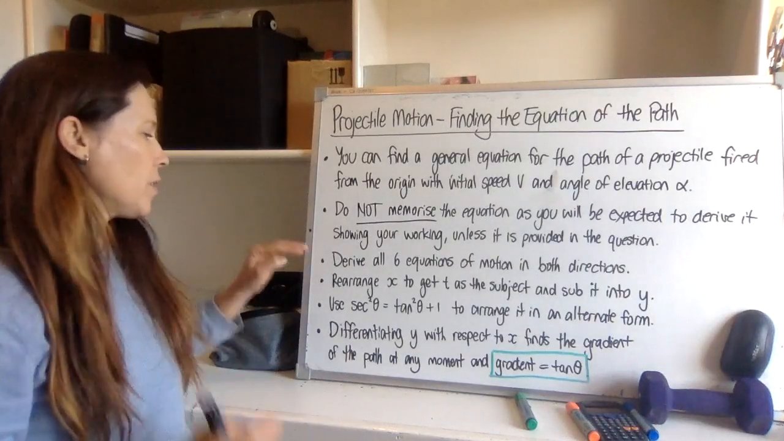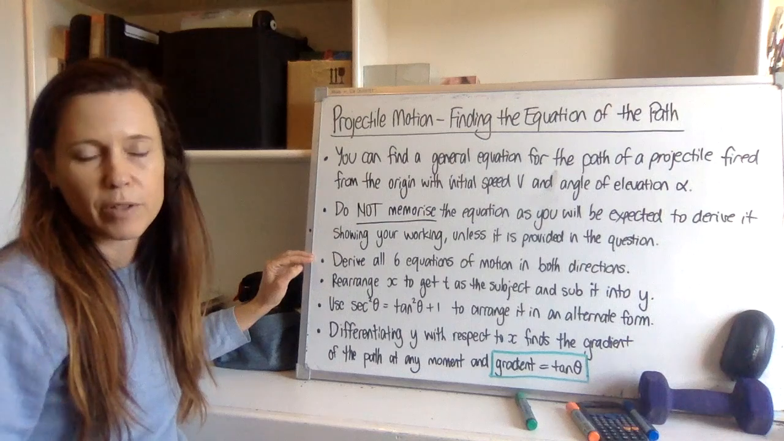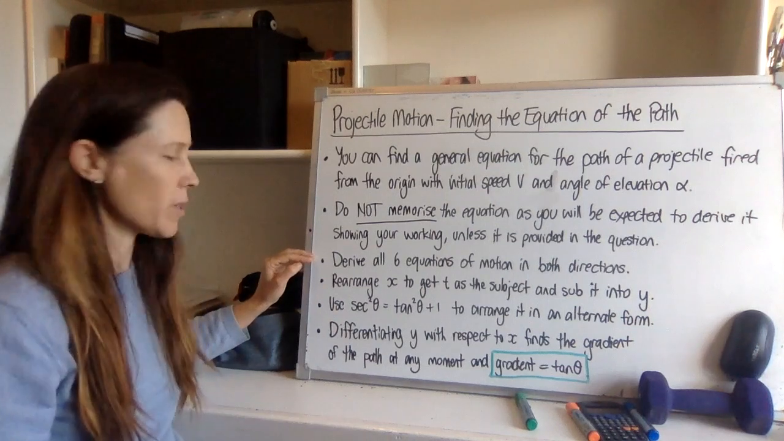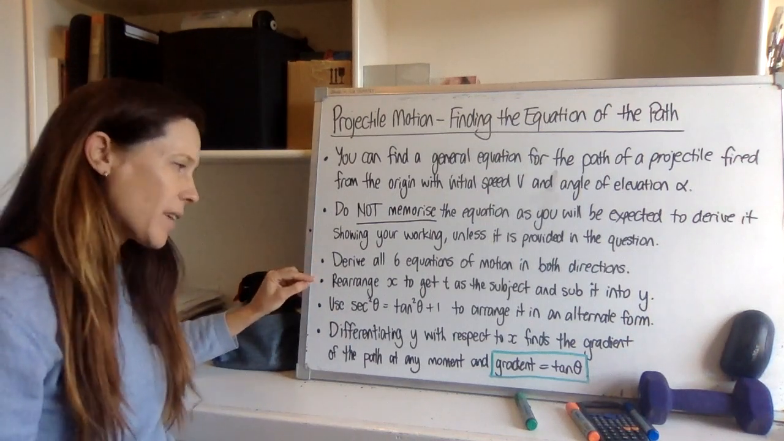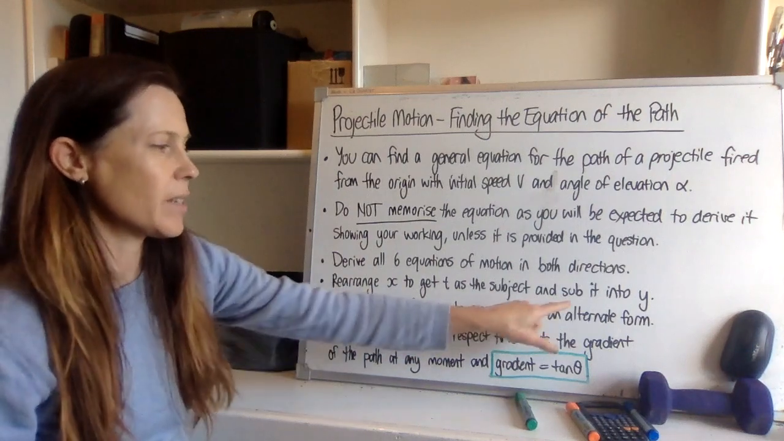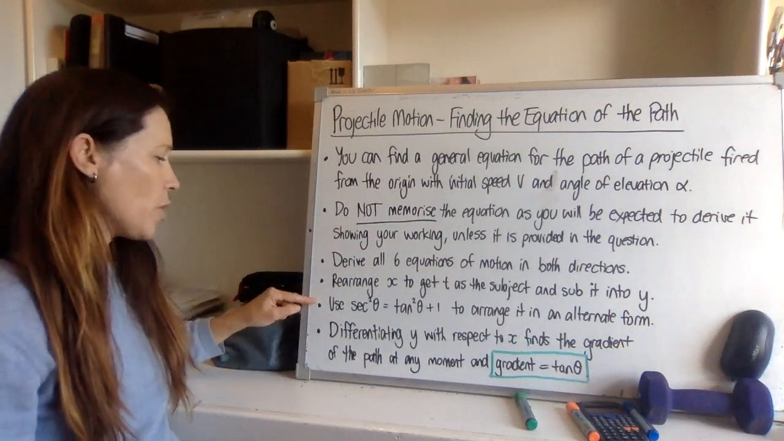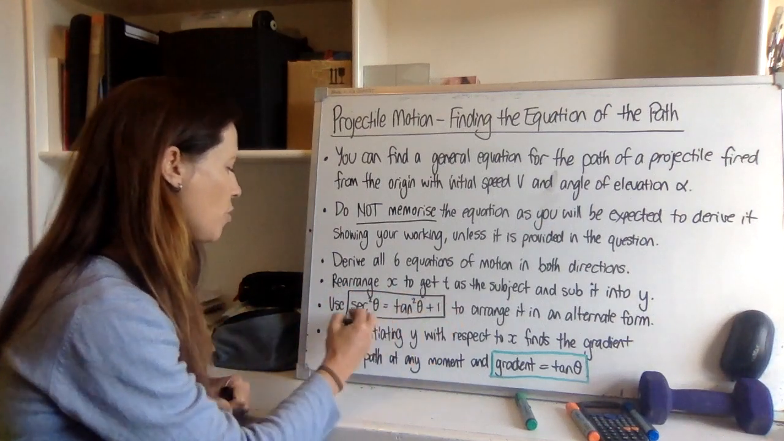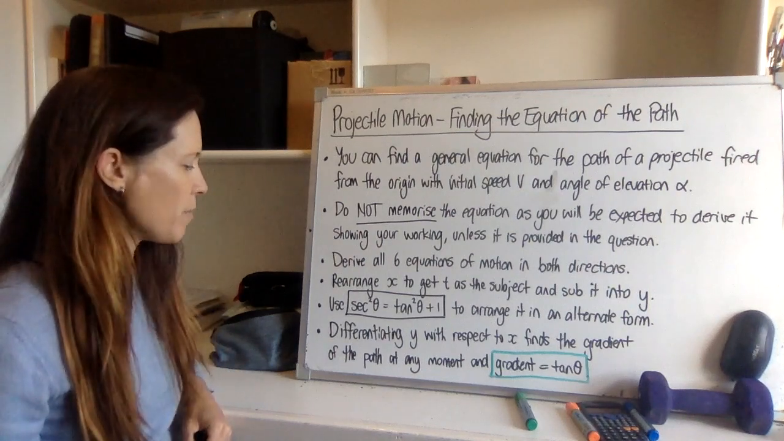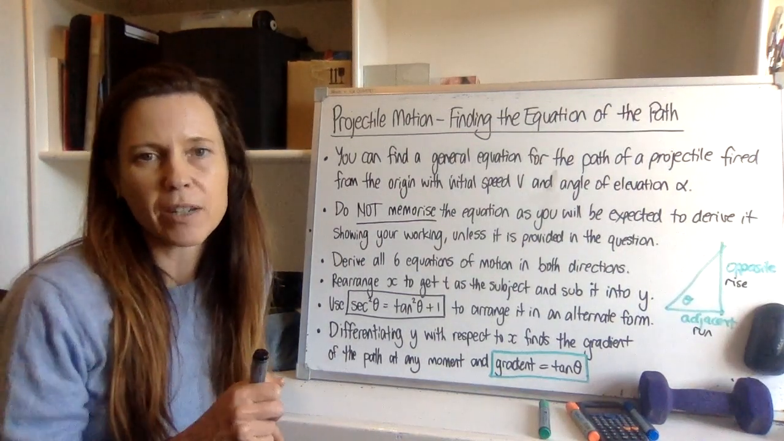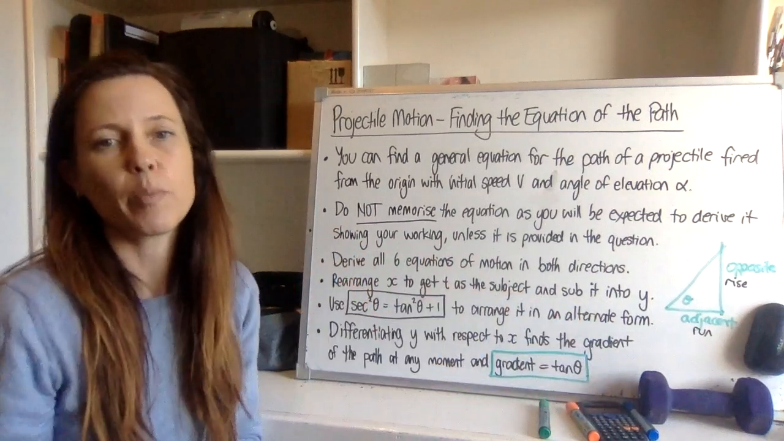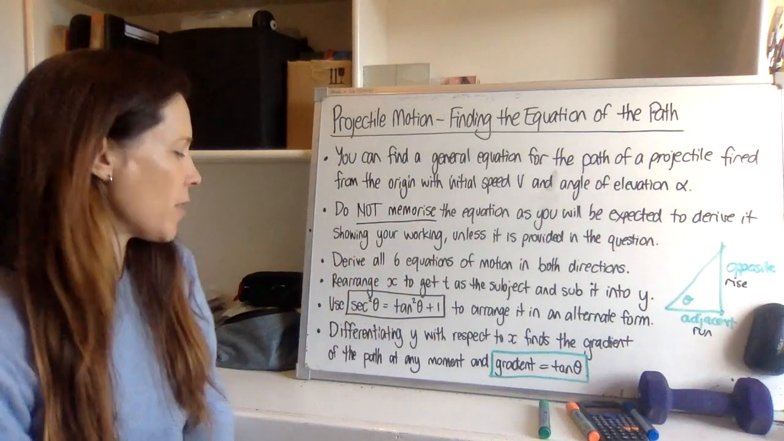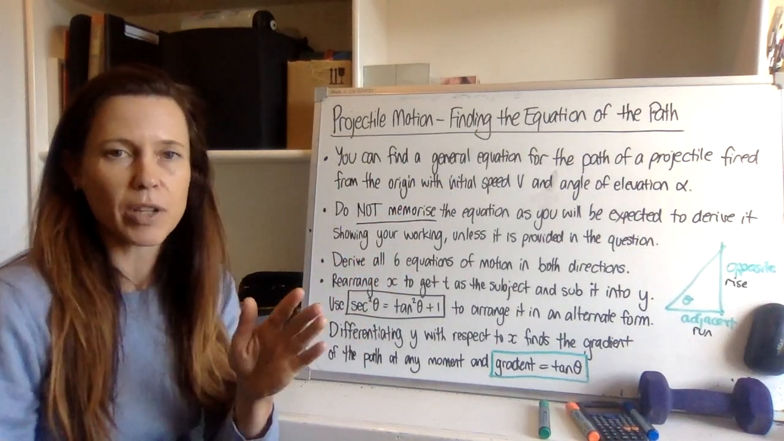Now, here's how you do it. You'll derive all 6 equations of motion in both directions. Best practice is to actually integrate, show your constant of integration, and then show what that constant is. Then you'll need to rearrange x to get t as the subject and sub that into y. You can also use this Pythagorean identity if you want to rearrange your general equation to put it into an alternate form. And then, of course, if you've got a formula for the path of the projectile where y is equal to some formula that's got x's in it, then dy/dx will actually be the gradient of that path. And so that can show you the angle of inclination of your object at any moment.